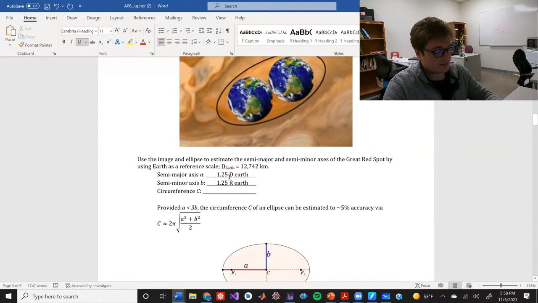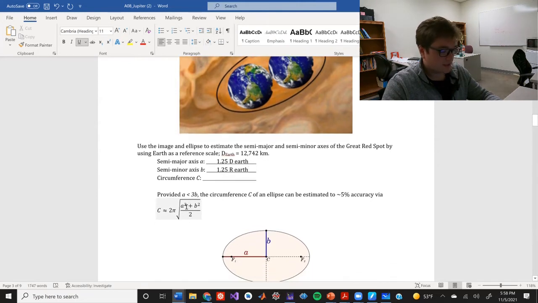And the circumference is easy. You just plug in these values that you have in kilometers into this circumference equation. Take the semi-major axis A, square it, add it to the semi-minor axis B squared, divide that quantity by 2, take the square root of that quantity, and then multiply it by 2 pi.